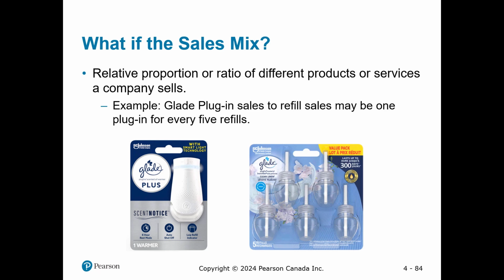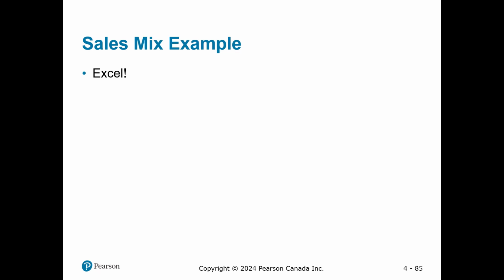Glade plugins. If we sell one Glade plugin, then we sell 5 refills. That's the sales mix. One plugin for every 5 refills. So the sales mix is the ratio between different products that are interrelated. If I sell one Glade plugin, I sell 5 refills. So let's do a sales mix example because you need to understand this.